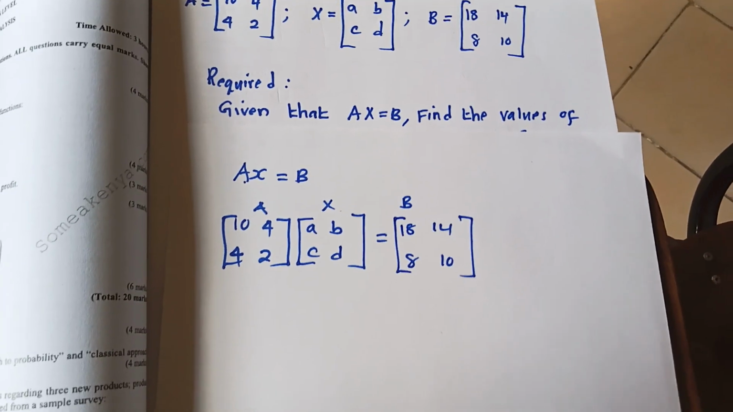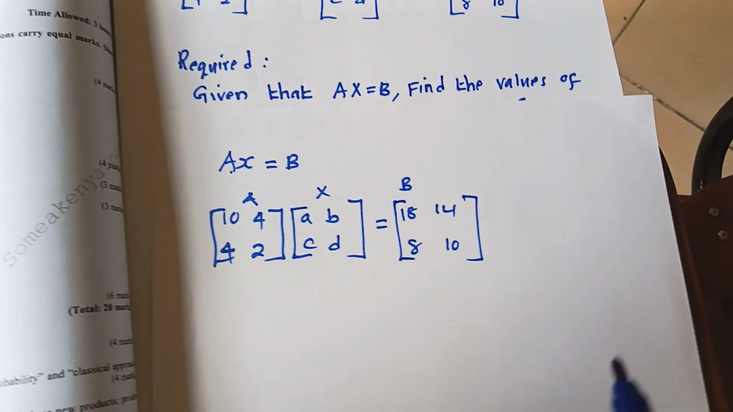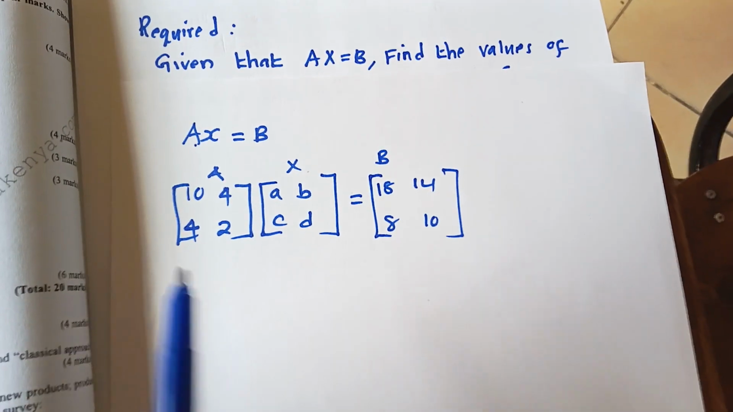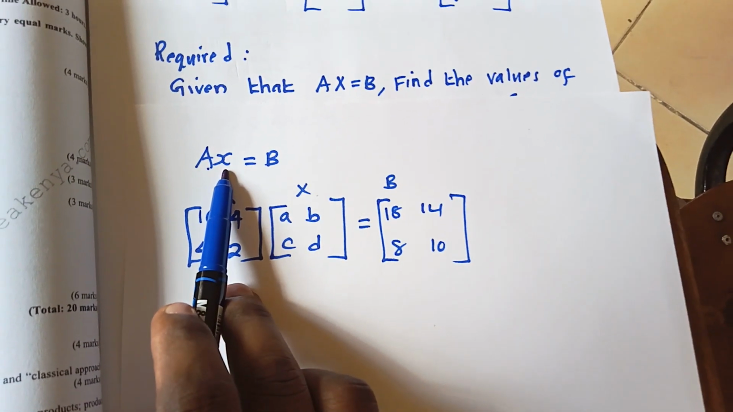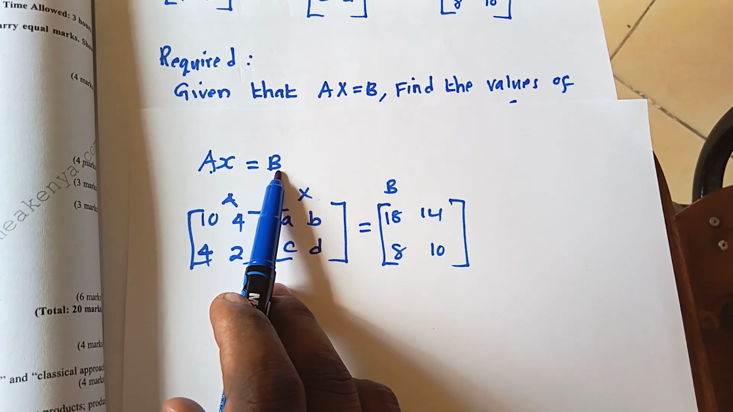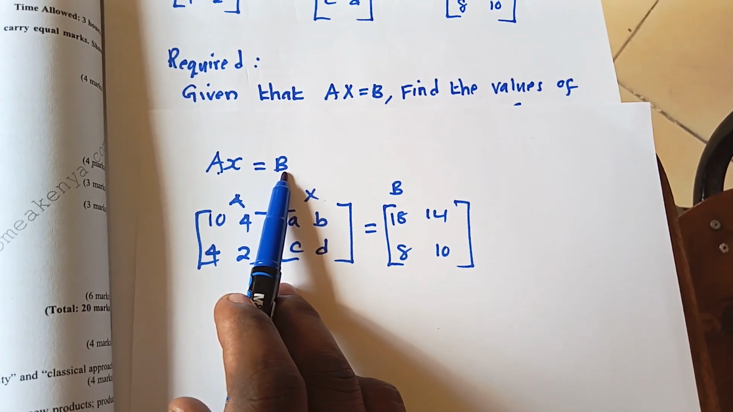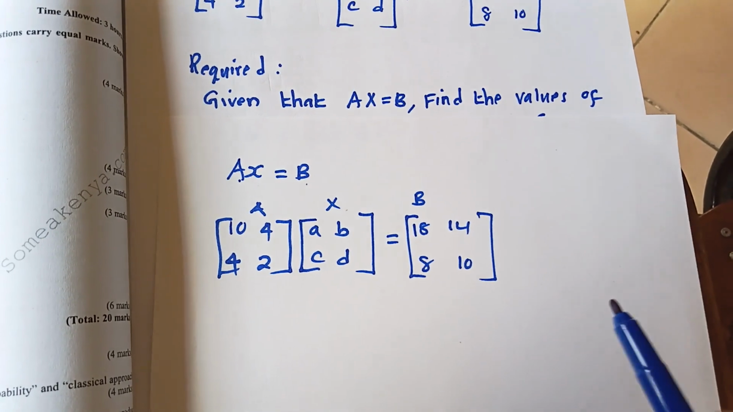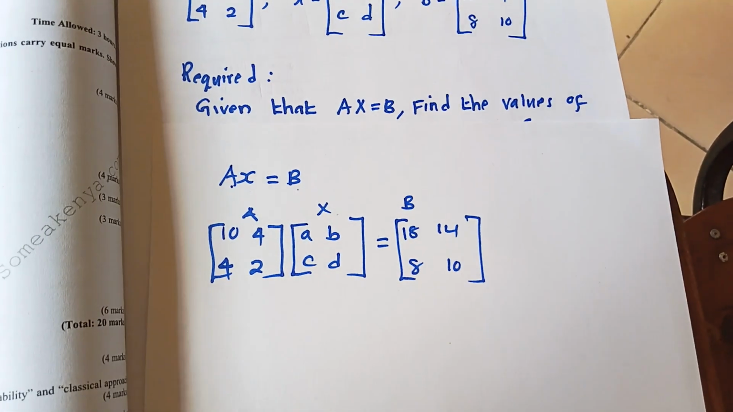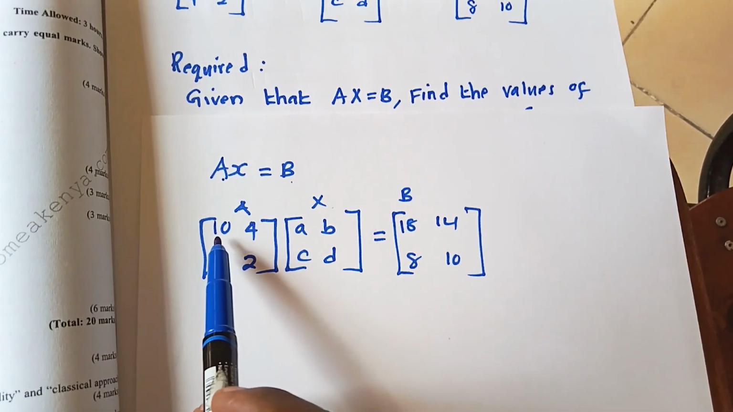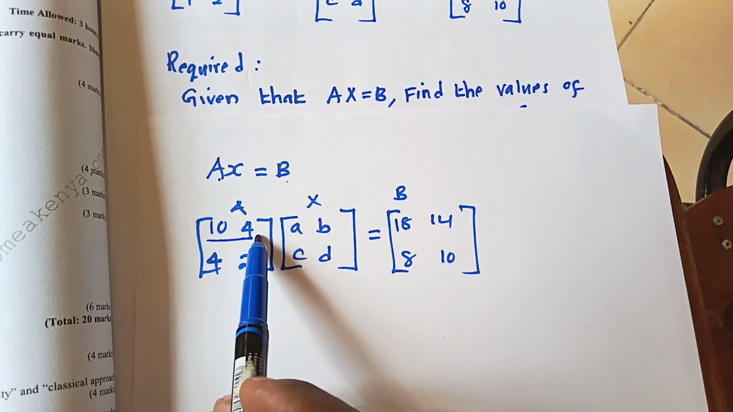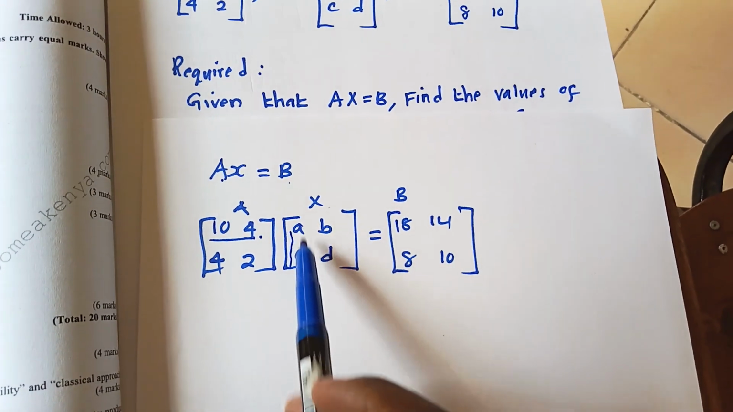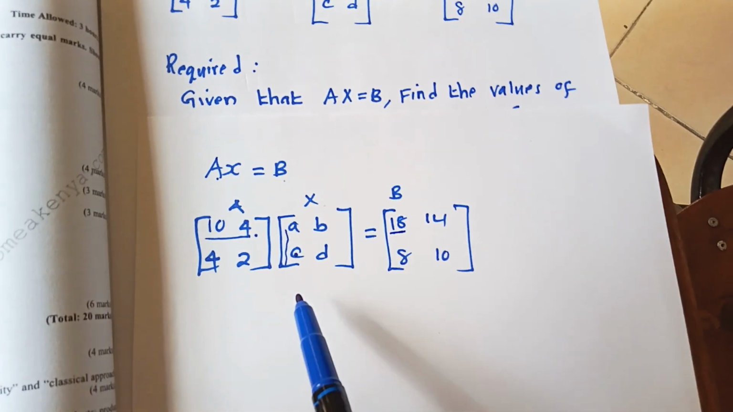To get the value of these 4 unknowns, we are going to multiply matrix A and X, and then equate the product to matrix B. When it comes to multiplication of matrices, we usually multiply rows by columns. So I'm going to take the first row, which is 10 and 4, multiply with the first column, that is A and C, and equate the answer to 18.